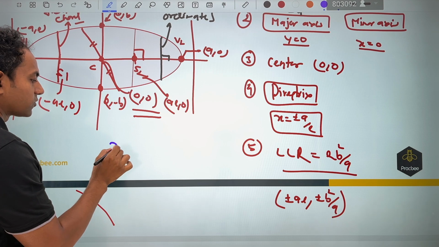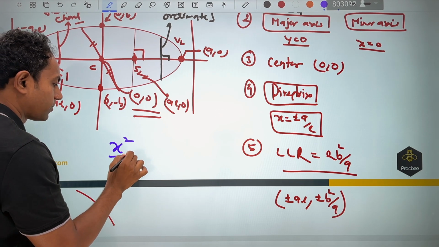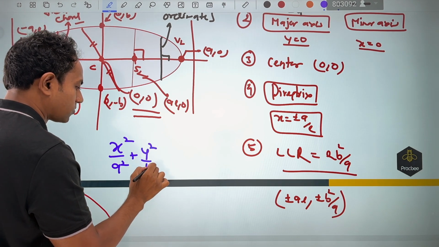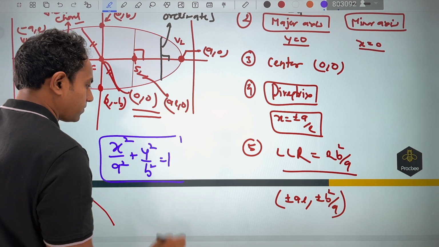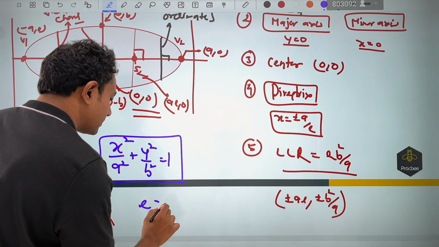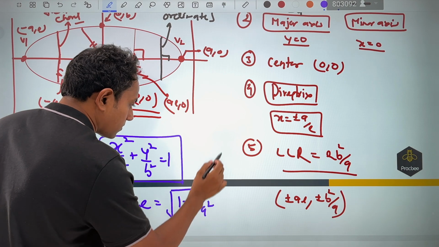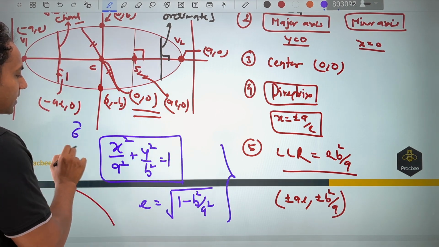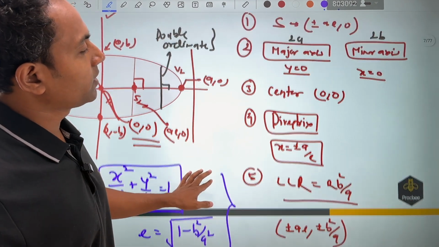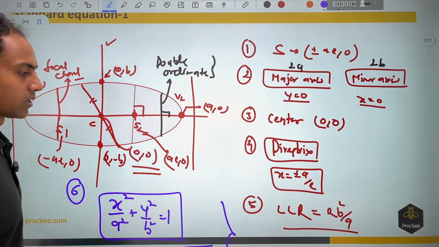And finally, the equation of this ellipse can be written as x square by a square plus y square by b square equal to 1. Where eccentricity is nothing but root of 1 minus b square by a square. So by knowing these 6 ideas, largely we will be equipped to solve all kind of questions based on ellipse.